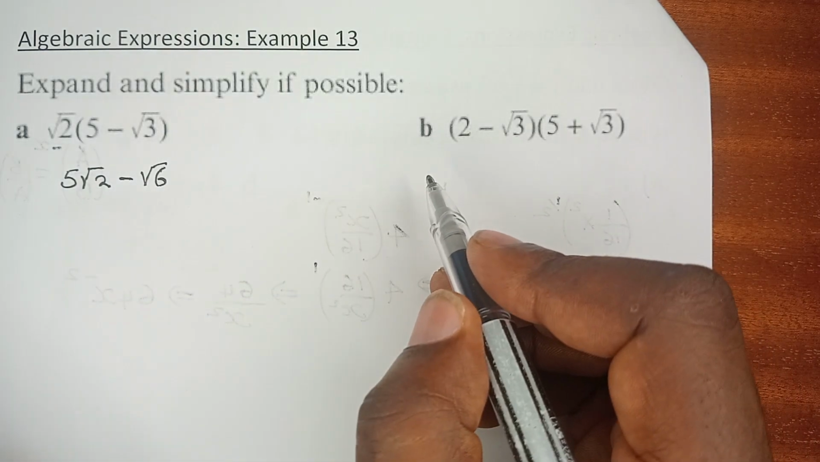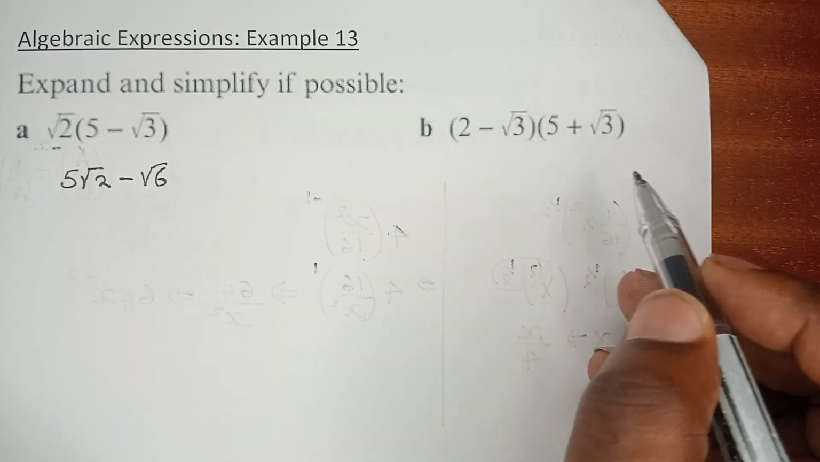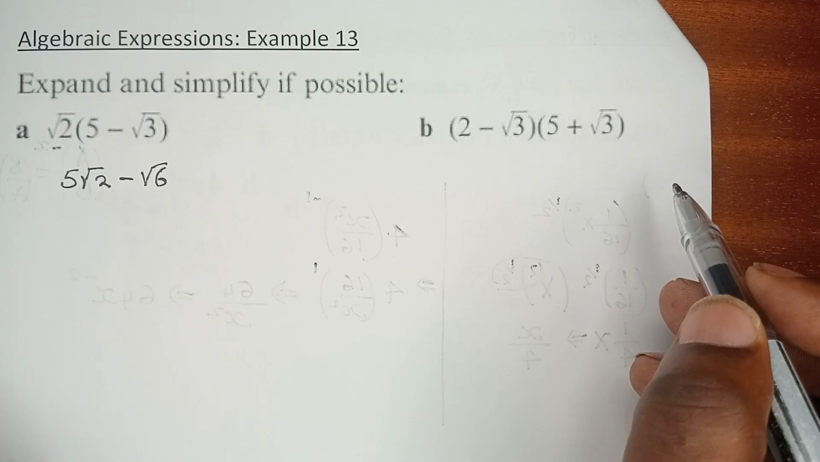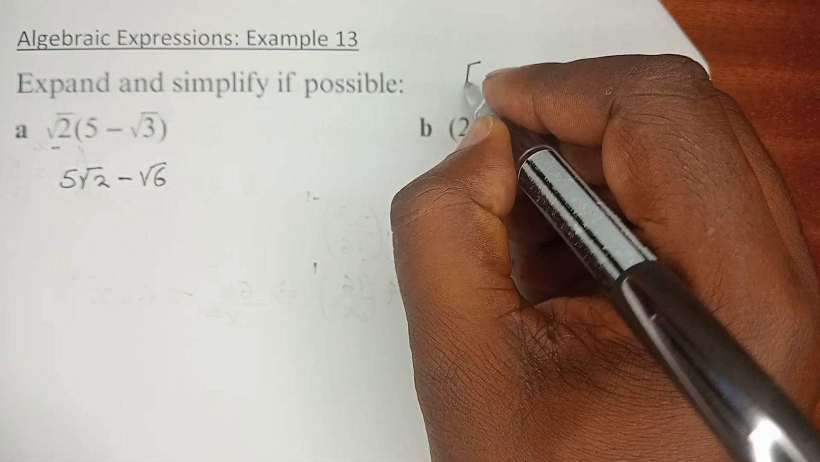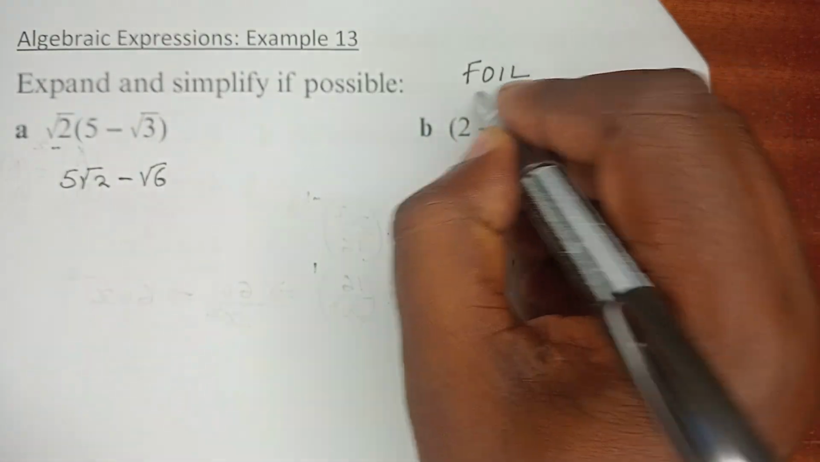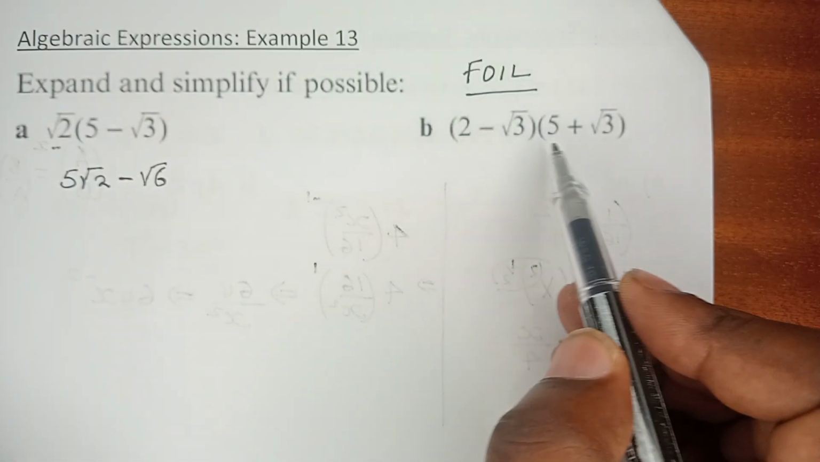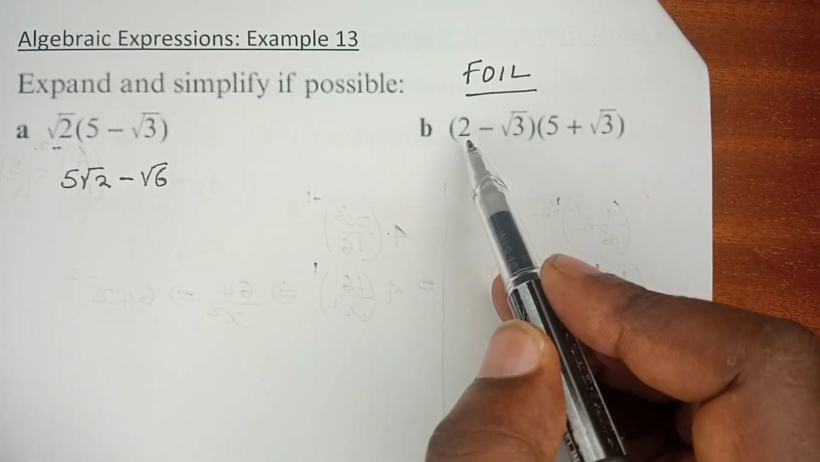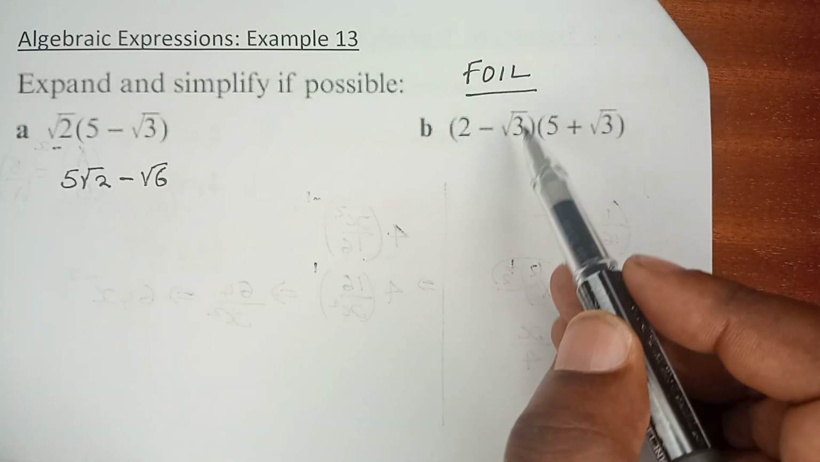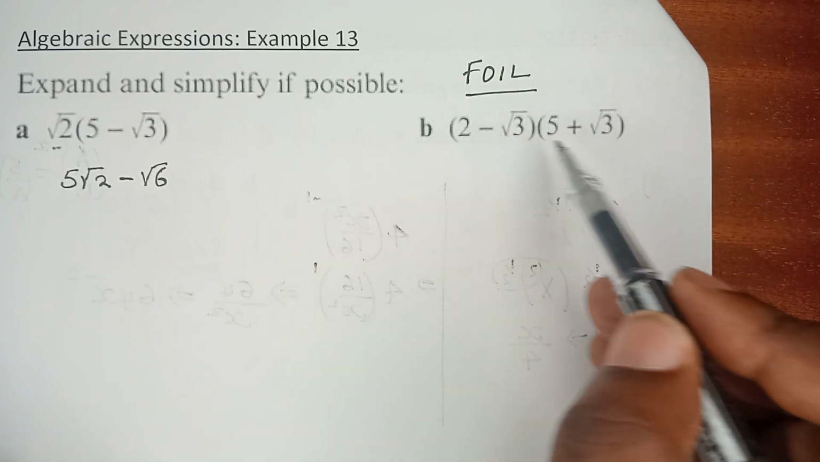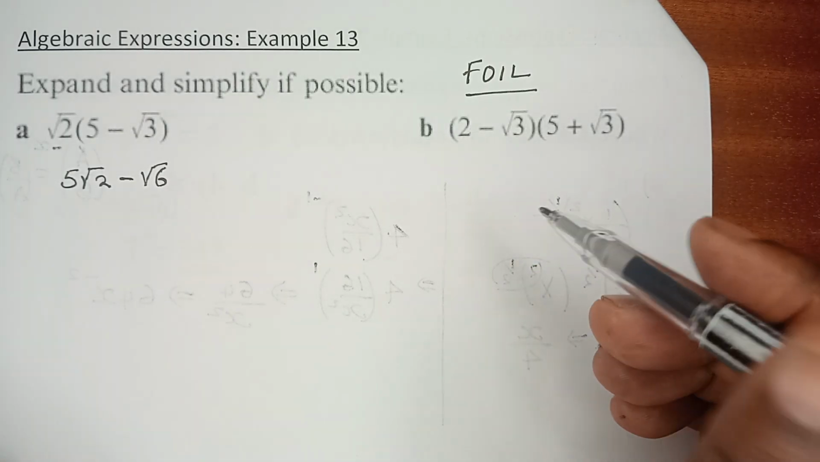Come to B, we have again two brackets, each one of them having two terms. And again, if we remember the application of the FOIL, whereby first, meaning that one and that one, outer 2 and root 3, inner minus root 3 and 5, and last root 3 and root 3. And that is that order.